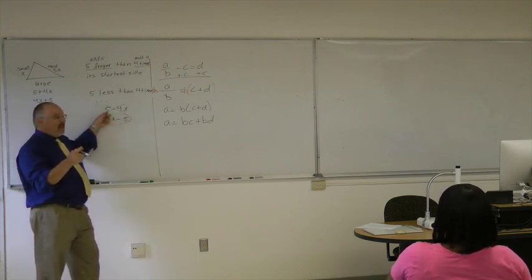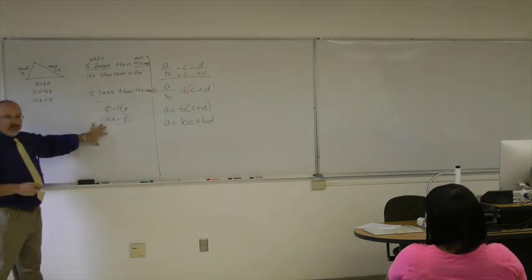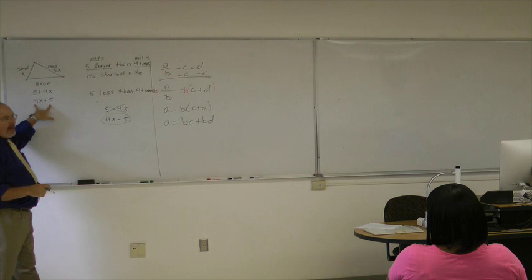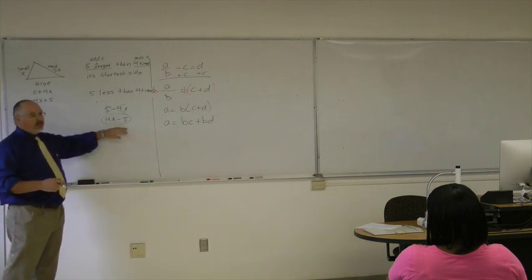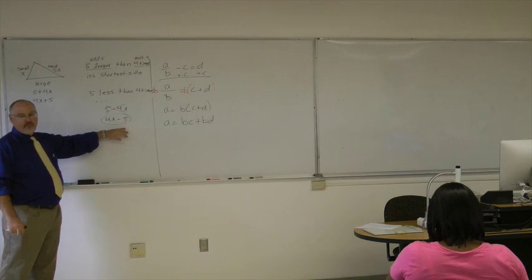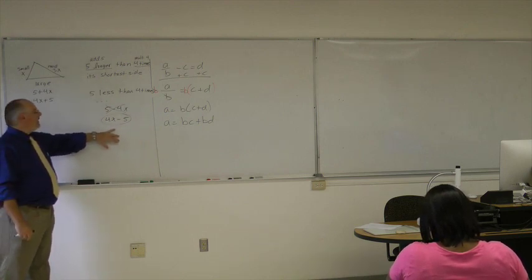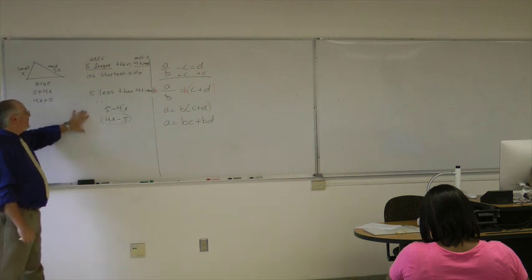Does that make sense? I want to make sure you guys understand this. If it's addition, the order doesn't matter. If it's subtraction, the order does. With subtracting, the first number is the position on the number line, and the second number is the direction and distance you're going. That's true, but this is very different than that. I want to make sure you guys know this.